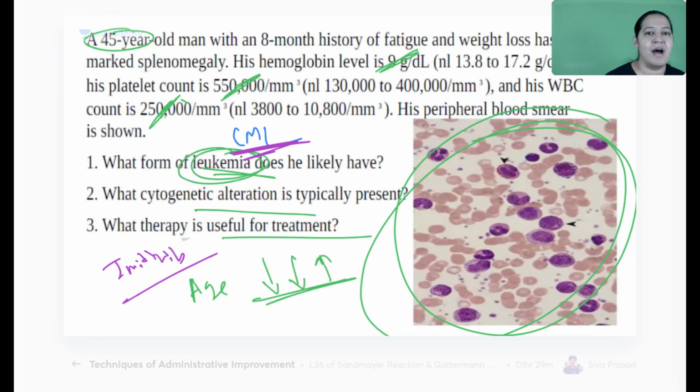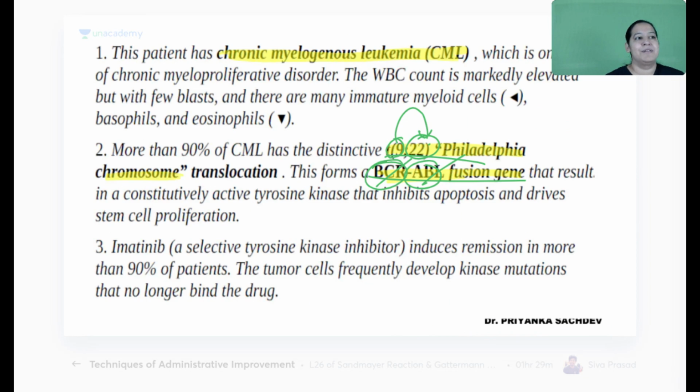No, it is not Alta and arsenic. Shashank, you are telling me the treatment of AML M3, that is ATRA. Here it is imatinib. So imatinib is the drug of choice for CML. It is a targeted therapy.